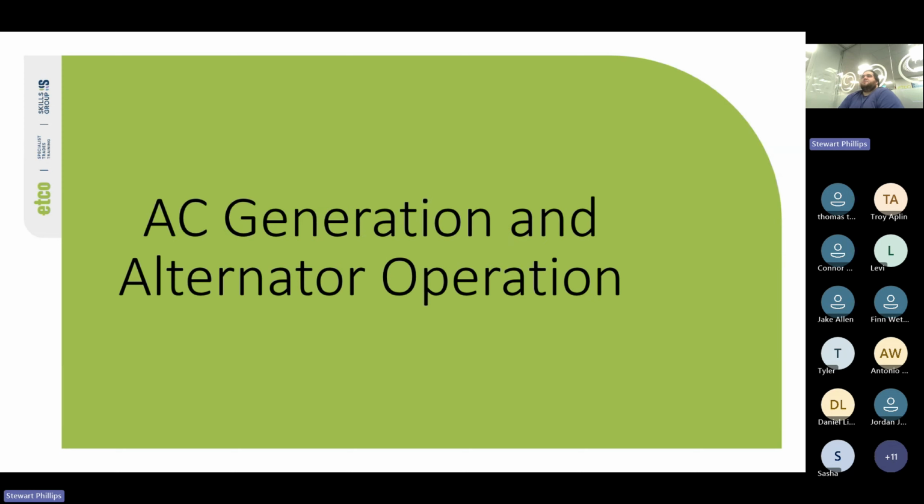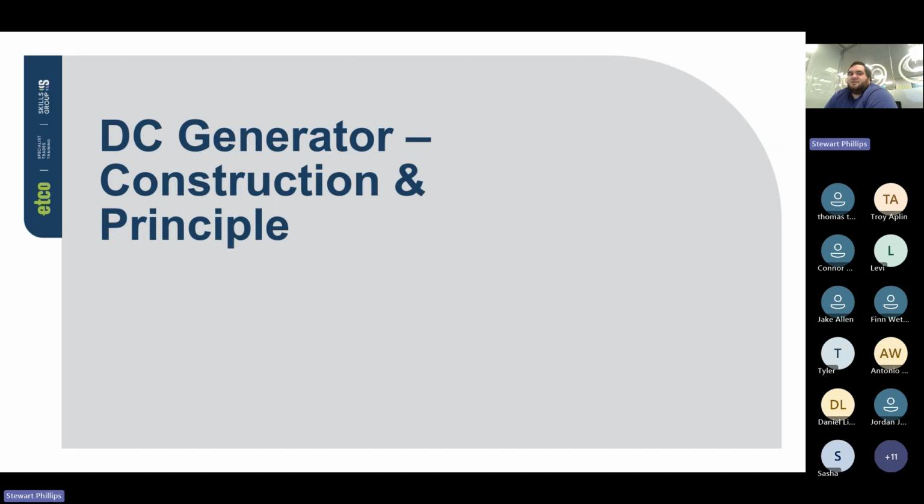Cool. So tonight we're going to talk a little bit more about AC generation and alternator operation. It's going to be a little bit of what we did last week, just to refresh things as well as add some new information in there. So first, we'll talk about a DC generator, the construction and principles of how it works.